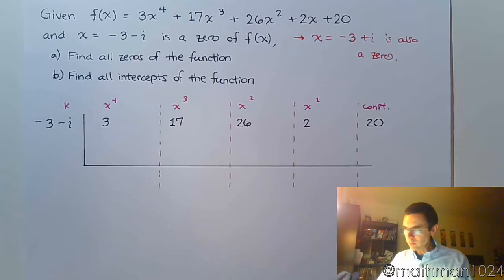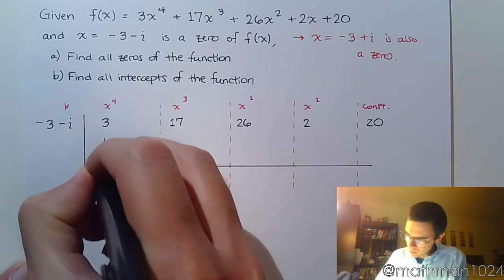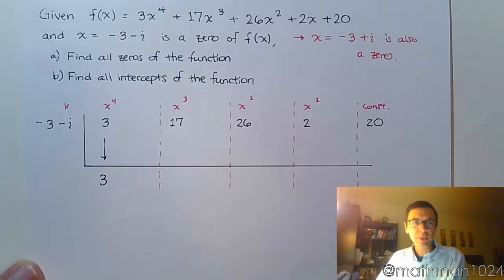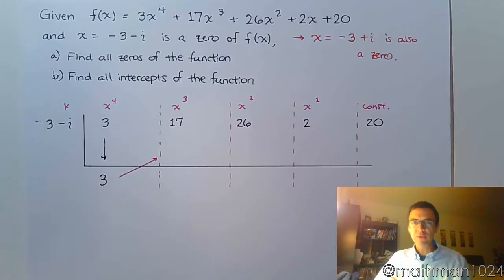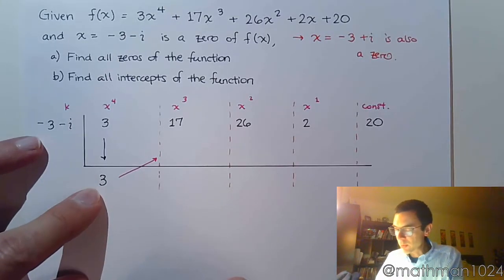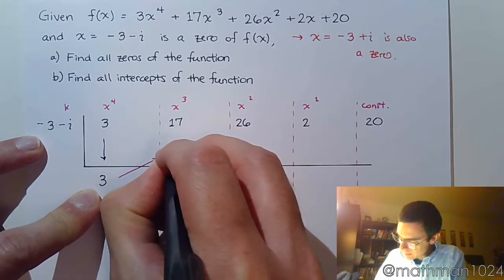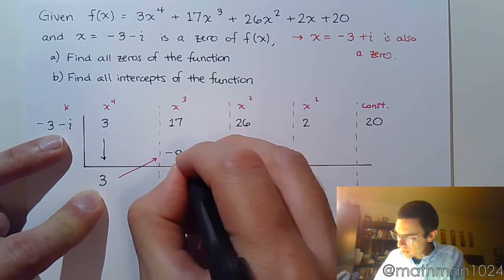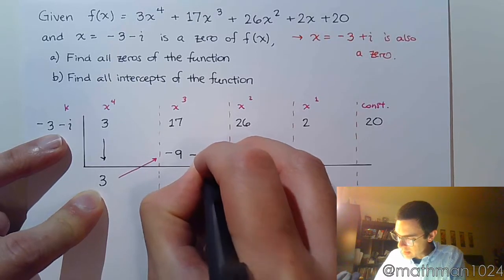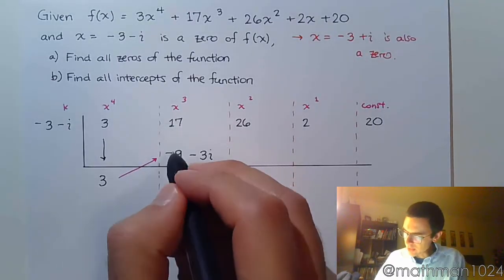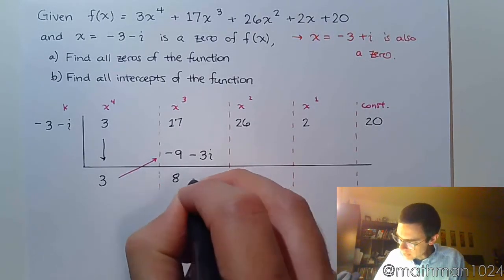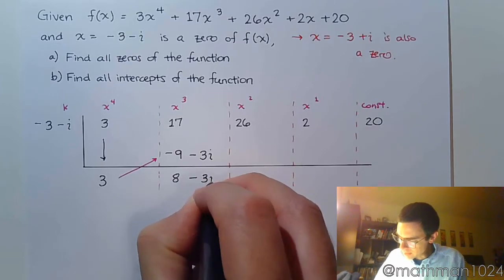So, first things first, like we always do, we bring down that lead coefficient. So we just bring down the 3 like that. And then we multiply times the k value. Now this first part's pretty simple. We're going to be doing 3 times negative 3, so that's negative 9. And then 3 times negative i, so we get negative 3i. And I hope you can see why I've got these extra wide columns, because I need that to accommodate the two pieces for this complex number. So 17 minus 9 is 8, and then minus 3i, bring that down.